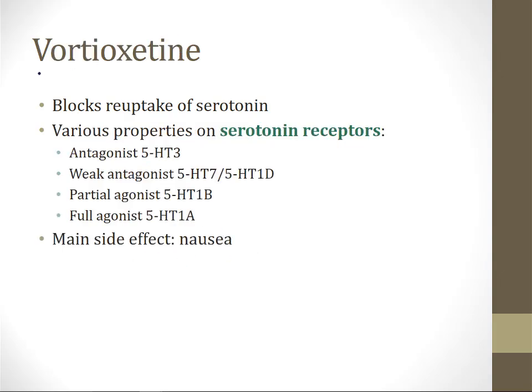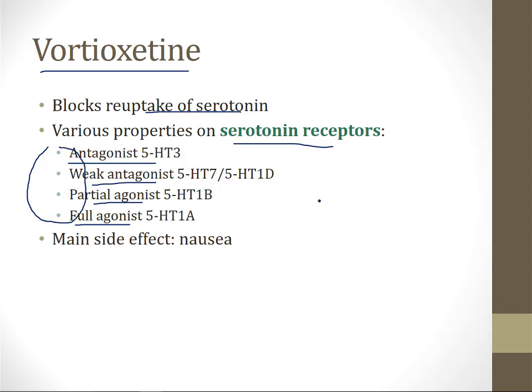Our last drug is vortioxetine. This blocks the reuptake of serotonin. It also has multiple properties on serotonin receptors. It's an antagonist of some subtypes of serotonin receptors and a partial or full agonist of other subtypes of serotonin receptors. It's unlikely they'll ask you about these specifics on your boards. The thing to remember is that this drug works on serotonin receptors. And the main side effect is nausea. Just like most serotonin drugs, it can cause GI upset. And that concludes our video on antidepressants.